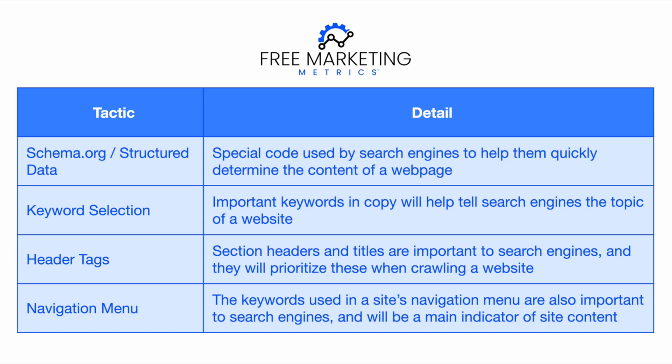Next is site navigation and the terms used in it. Your nav structure serves the purpose of directing users to specific buckets of content on your site, and because of this, search engines use the navigation menu to understand what types of content a site emphasizes. So those are some of the main on-site SEO tactics you as a marketer can do. Let's take a look at the off-site tactics that also improve your organic performance.